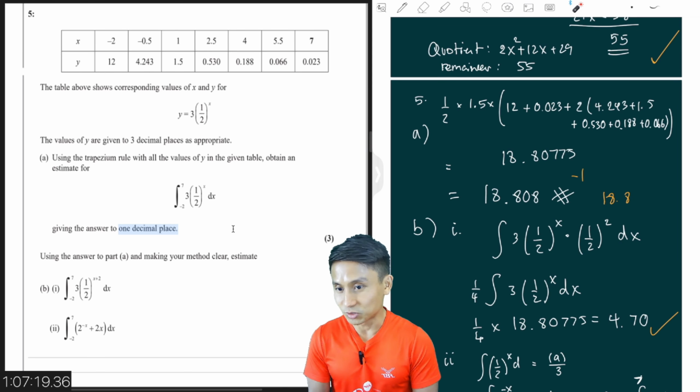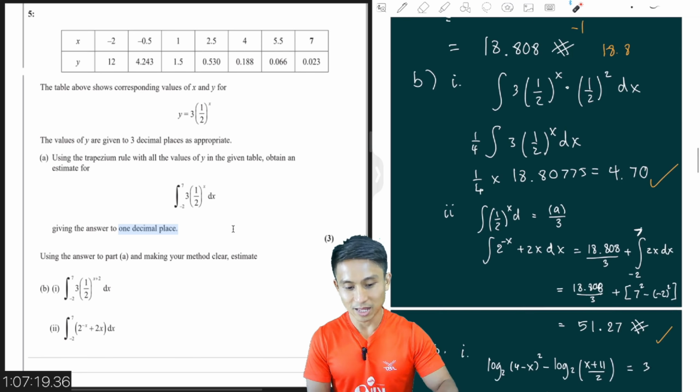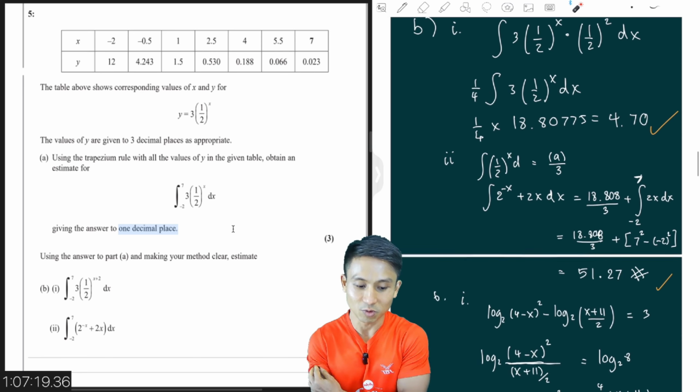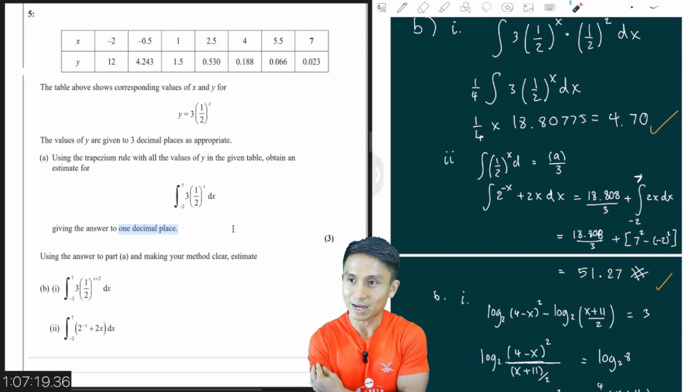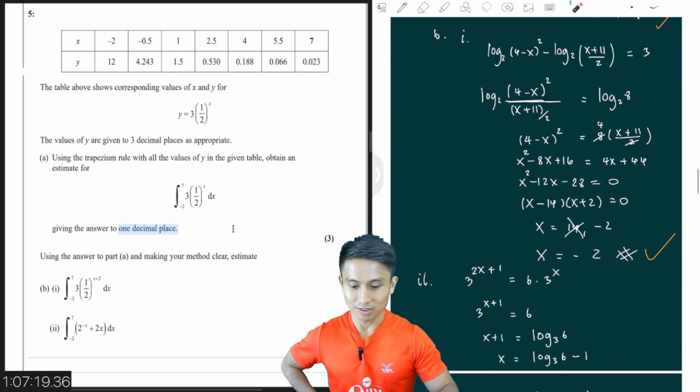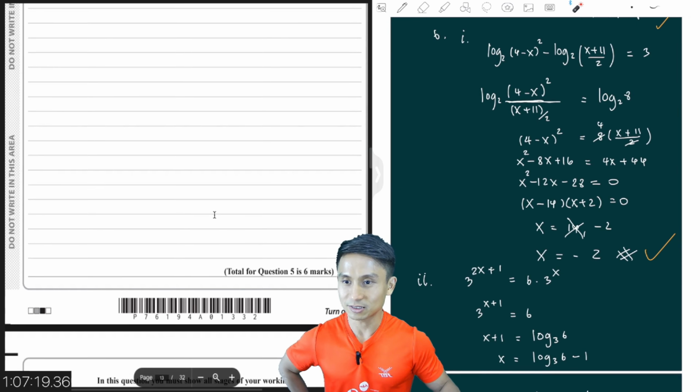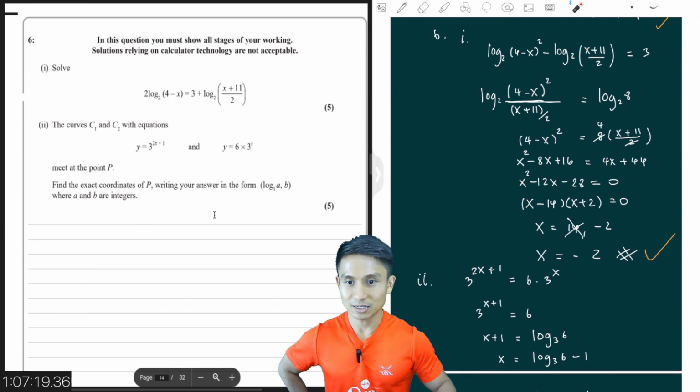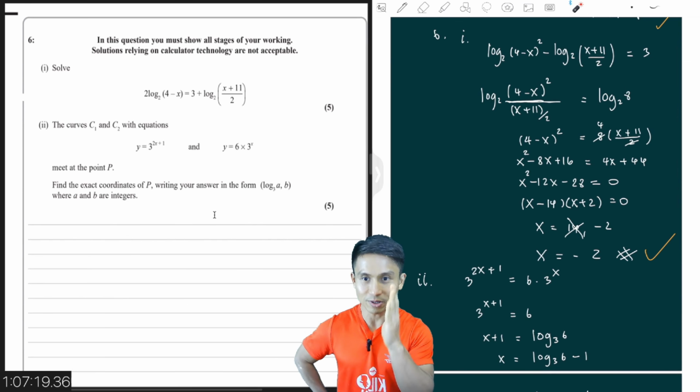But for the other 2, they didn't say anything, so I carried forward the more precise value and still got the right answer there, so that's fine. I would put that as correct. Number 6, yeah, this one, just the 1 bit you need to be careful.